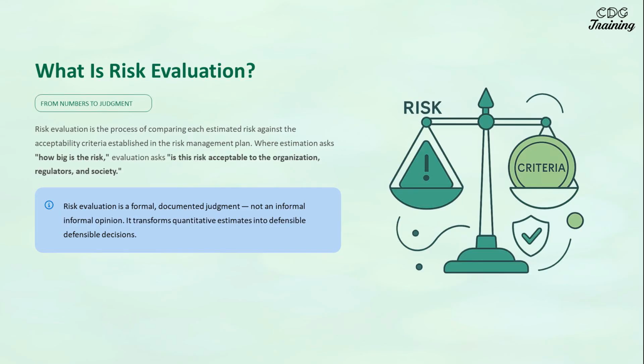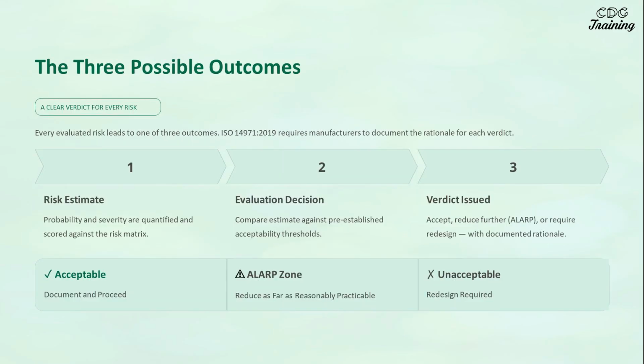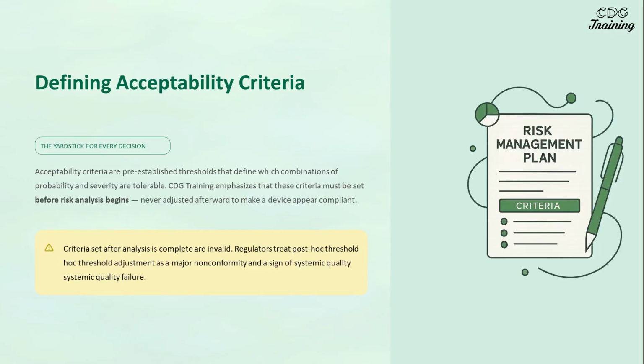It transforms quantitative estimates into defensible decisions, asking if the risk is acceptable to all stakeholders. Every evaluated risk leads to one of three outcomes: accept, reduce, or redesign. Each decision must be documented, ensuring clarity and compliance with ISO standards. Acceptability criteria are thresholds that define when risks are tolerable. These criteria must be set before risk analysis begins and never adjusted to make a device appear compliant.